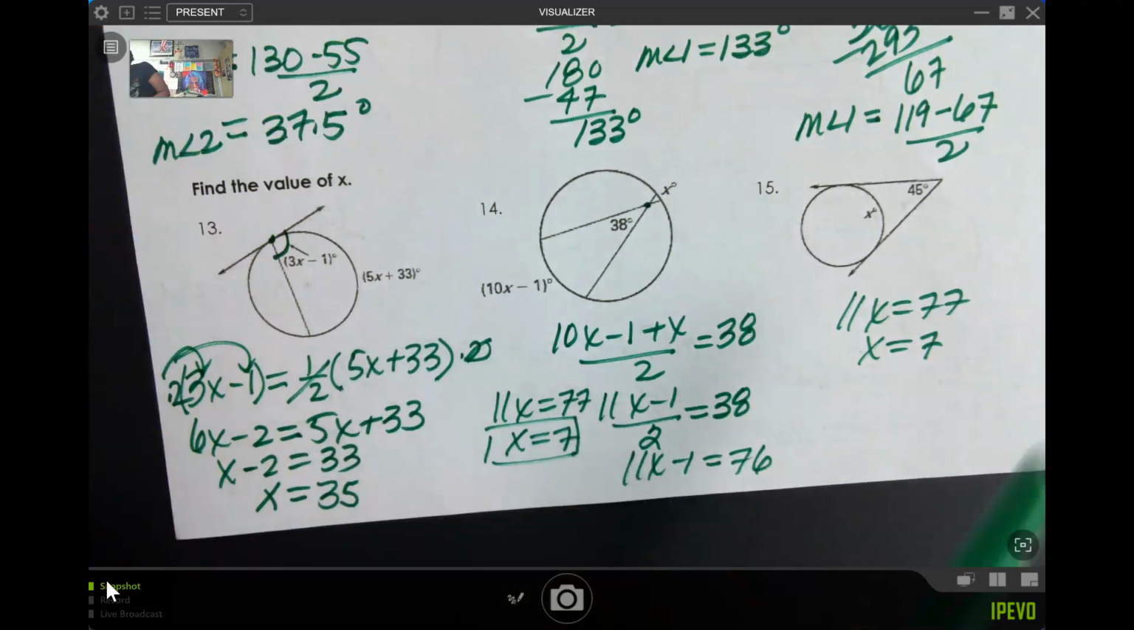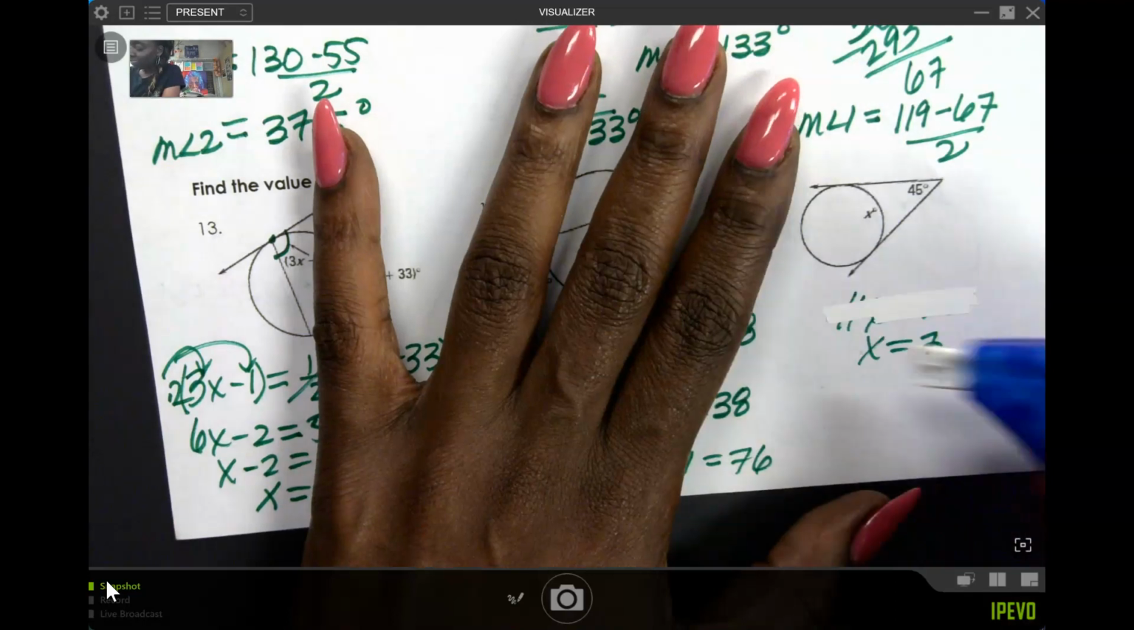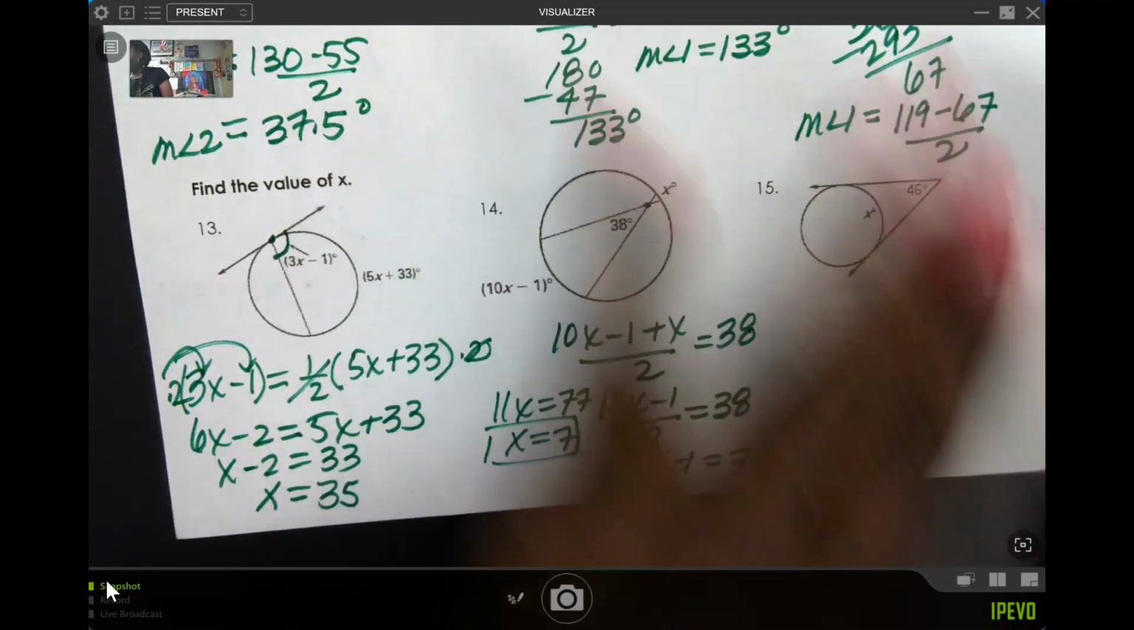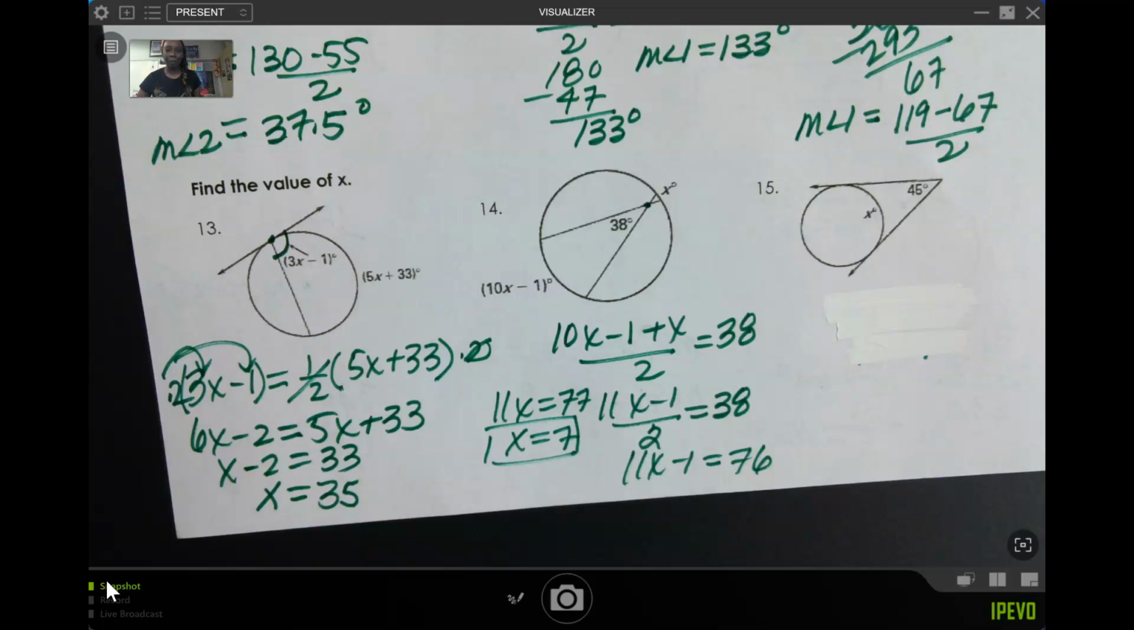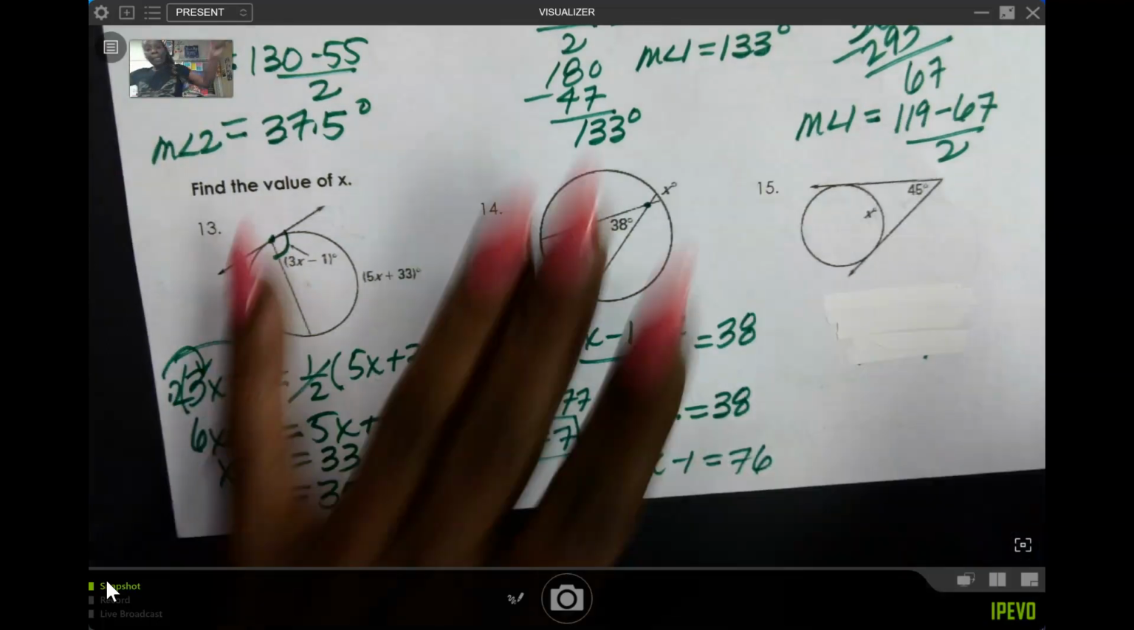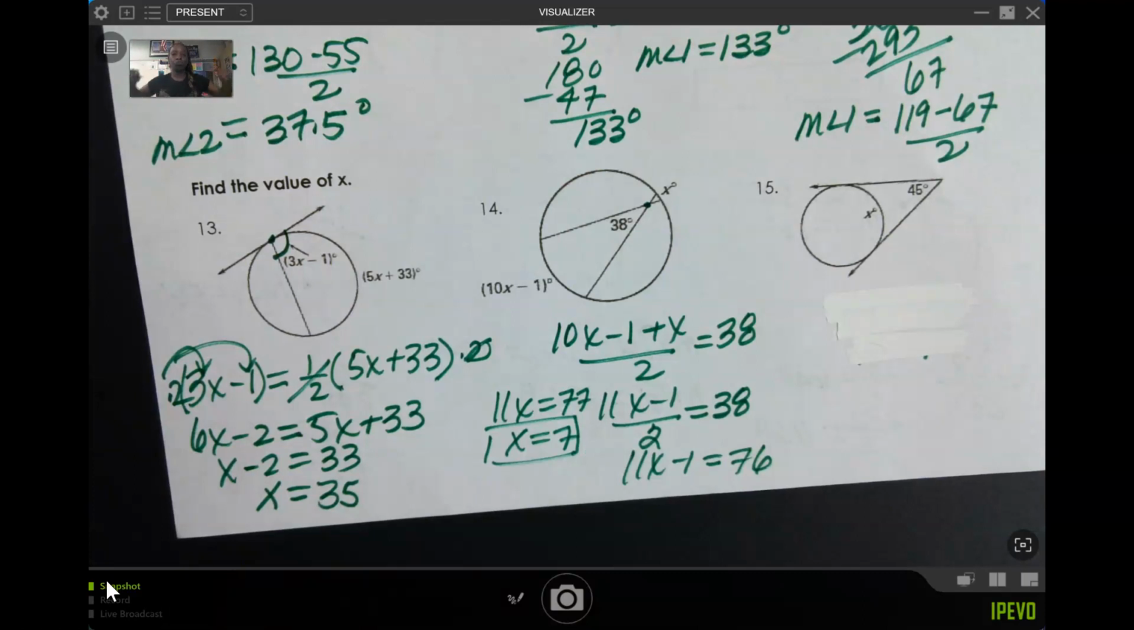We're going to put some white out right there. We need that space, homies. We need our space. All right, last one. Yay! It took forever to do these 15. Let's go. All right, here we go.